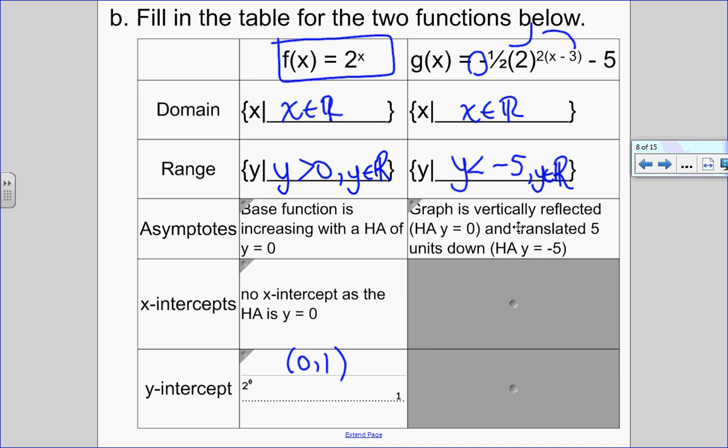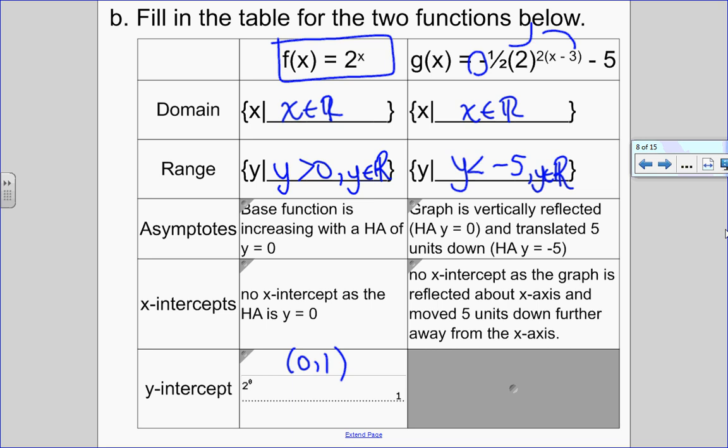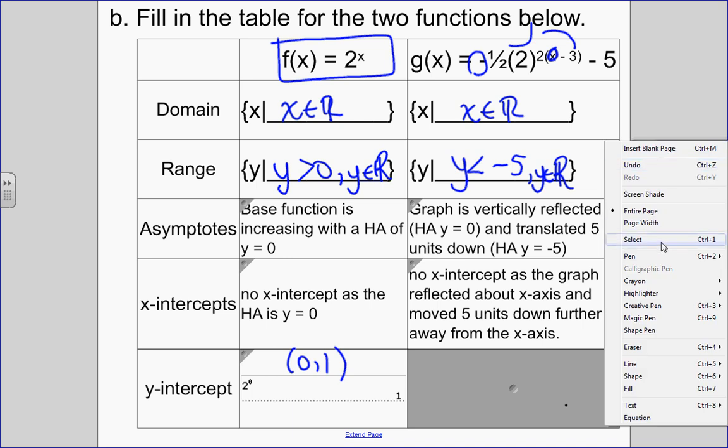Now, because I have a graph that's decreasing and it's gone further away from the x-axis, down -5, this graph also has no x-intercept. To figure out the y-intercept, all I do is replace x for 0 in the original equation. So right there, I can just replace that with 0, and I can work out what that is, or I can just simply substitute it into my calculator and figure out what my y-intercept is.